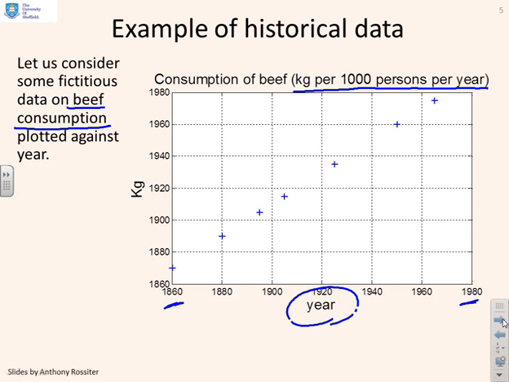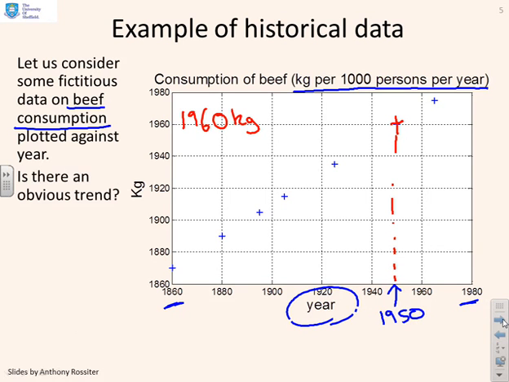And the first thing is that if somebody gives you a piece of graph like this, you should be able to interpret it. So for example, if I said to you, what was the consumption in 1950? I'd expect you to say, okay, there's the year 1950. So I can follow this line up to find my point. There's my point. And you can see the consumption in 1950 was 1,960 kilograms per 1,000 persons per year.